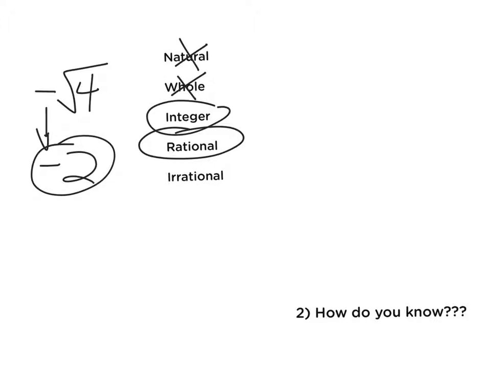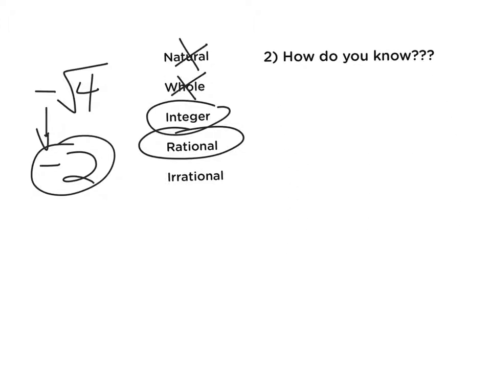Oh, something I forgot on the last slide here. Or should I say, almost forgot. So again, that how do you know part. Well, first off, I know that the simplest form of this is negative 2. And I know there are no negatives in natural, no negatives in wholes. Integers, though, and rationals most certainly have negatives in them.